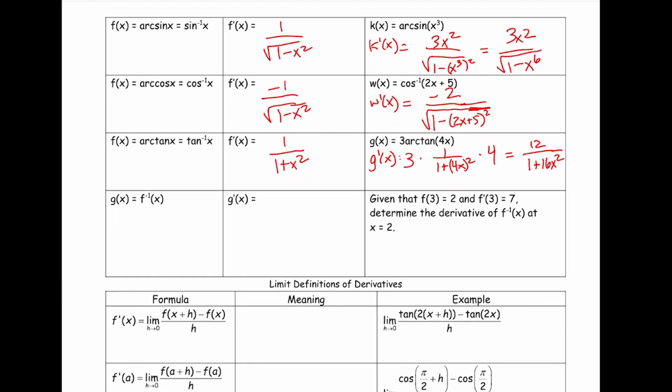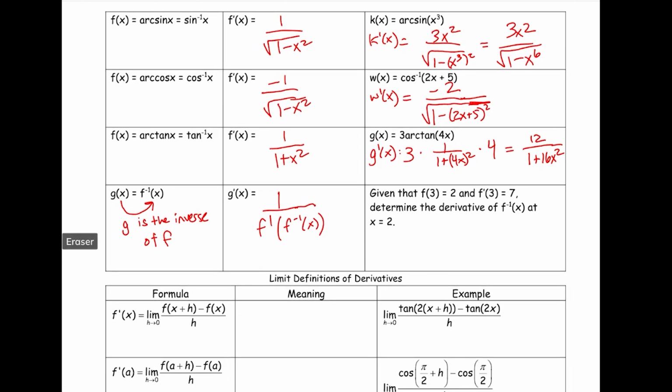Finally, we have the inverse derivative. So let's say that g is the inverse of f. So that's what that statement means. So if we want to find the derivative, that would be 1 over f prime, the derivative of f. Sometimes it's written like this, but if we're letting g be the inverse, then we're going to replace this f inverse with g.